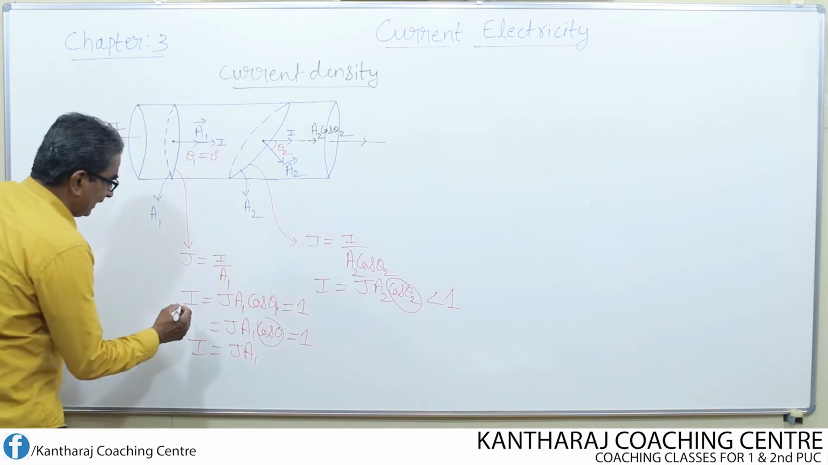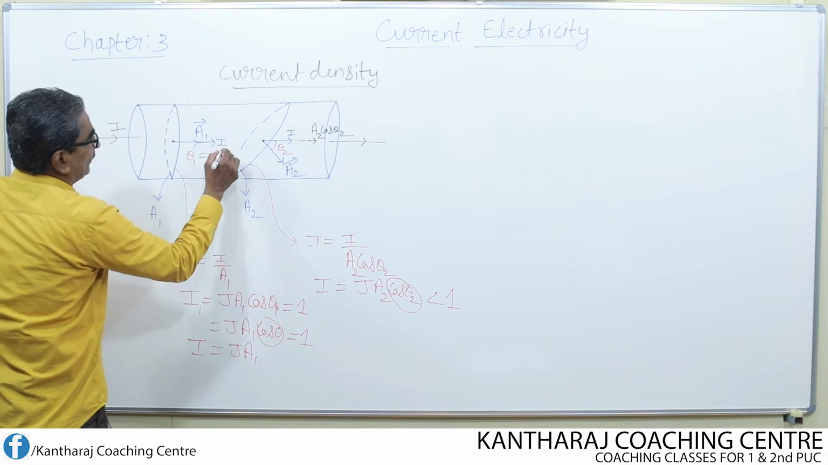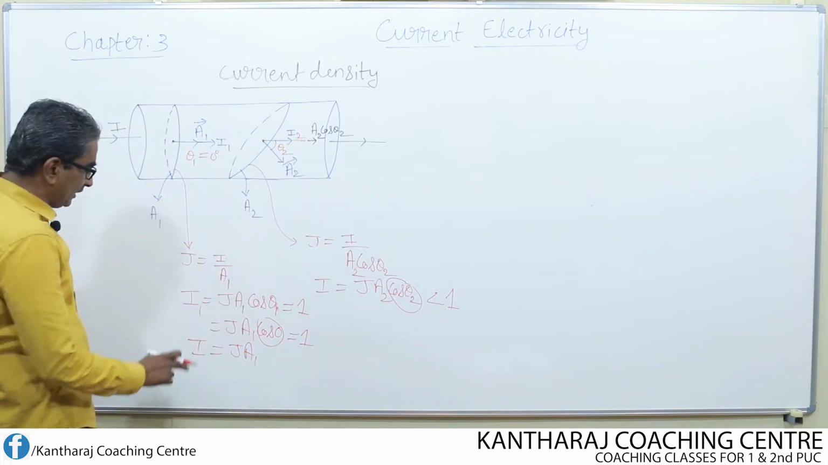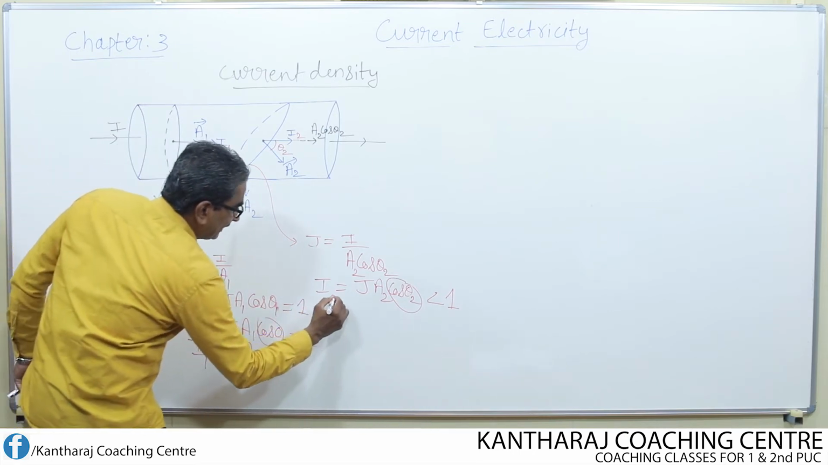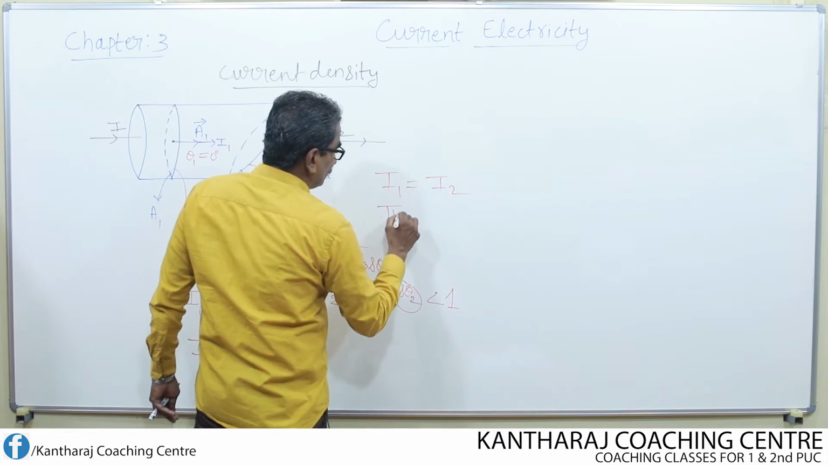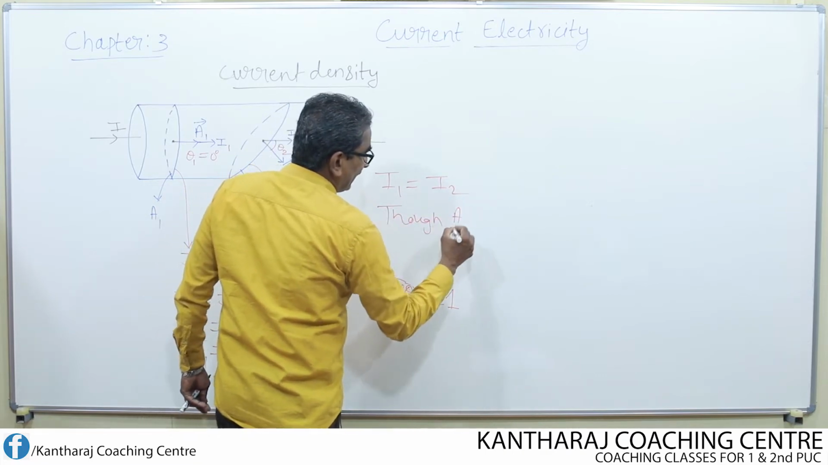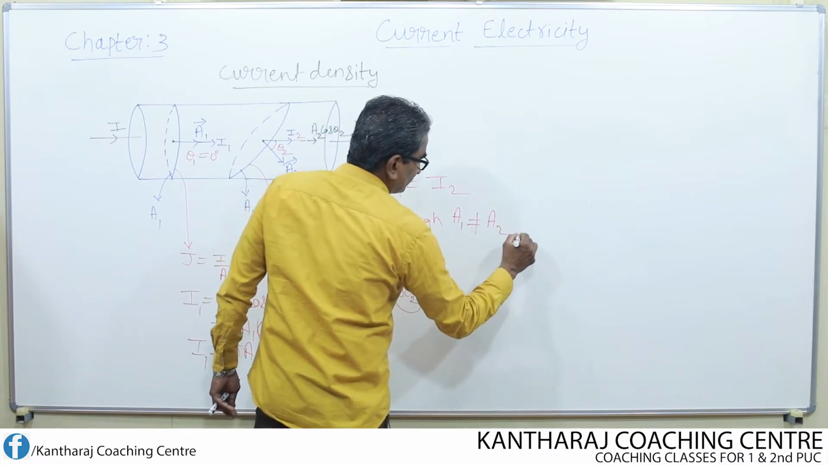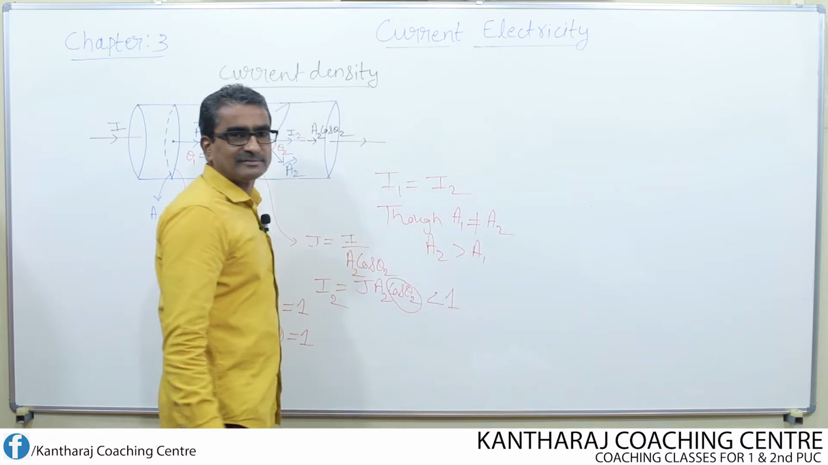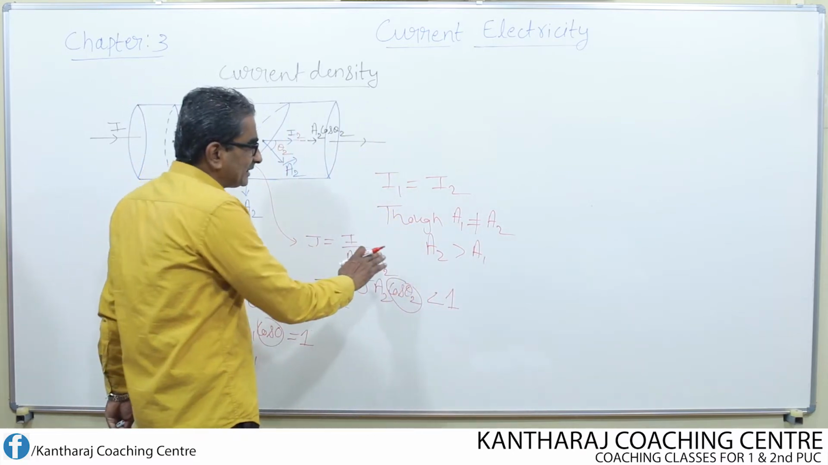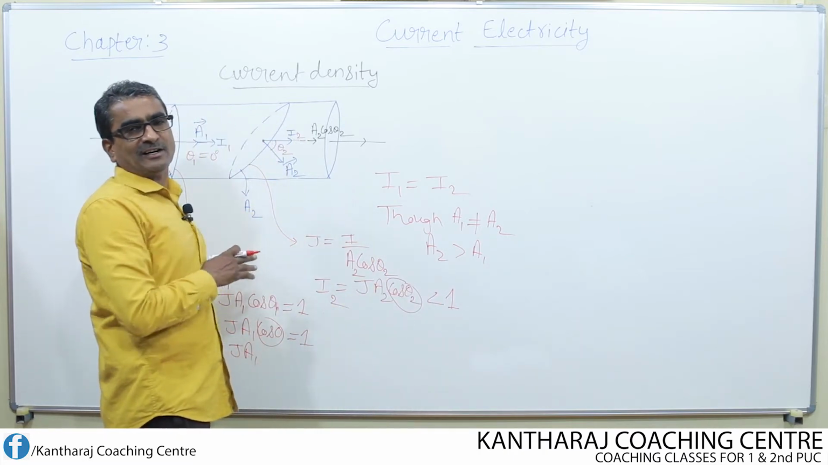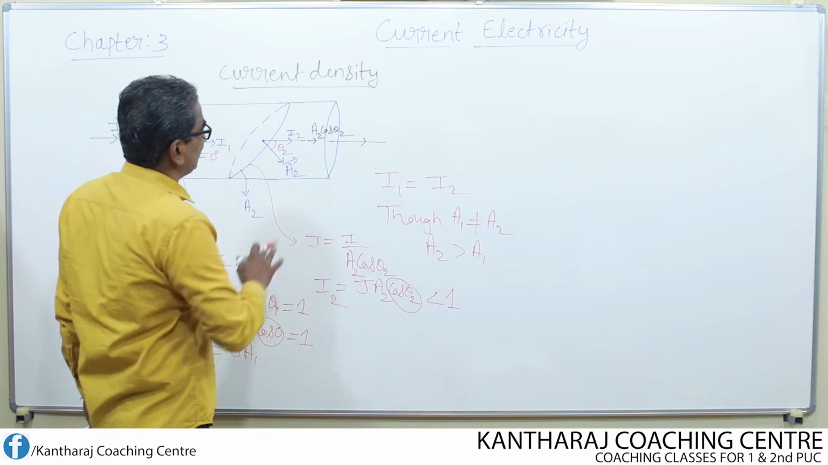So the amount of current through this area, if I take this as I1, whereas the amount of current through this area, if I take this as I2, it is found that I1 is equal to I2, even though A1 is not equal to A2. It is found that A2 is greater than A1, but here cos theta 2 is found to be less than cos theta 1. So this is how the current remains the same.